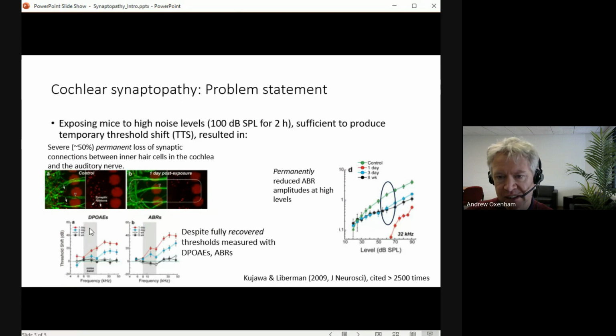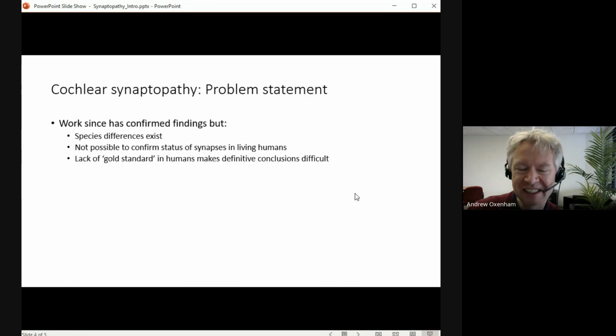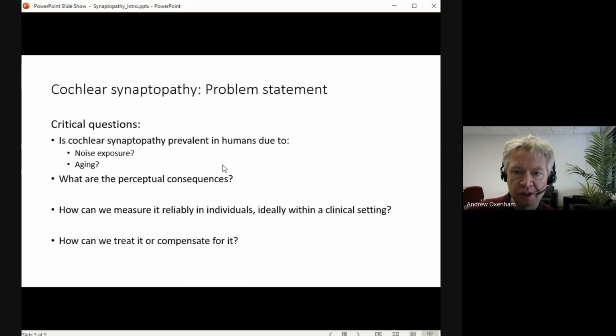Since then, a lot of work has confirmed the findings. There are species differences, and because of these, what makes it really hard is that it's not possible to confirm the status in living humans. So we have a lack of a gold standard in humans, which makes definitive conclusions difficult in terms of whether synaptopathy exists and what the consequences are.